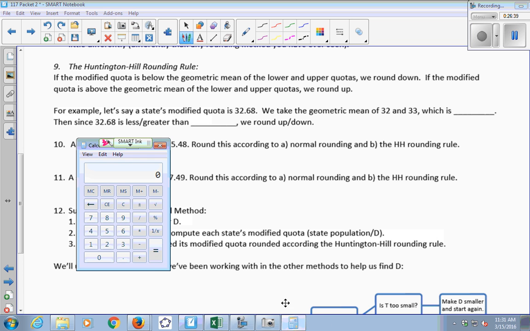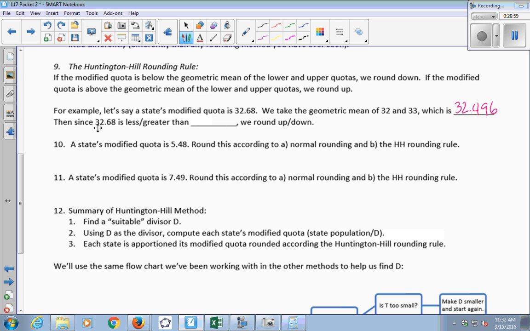Find the geometric mean of the two, right? So the geometric mean of 32 and 33 says you multiply them together and then take the square root, and you get 32.496. And that's the geometric mean of 32 and 33. 32.68, is that less than or greater than the geometric mean? It's bigger, so we say it's greater than. And when we're bigger than the geometric mean, round up. It's greater than 32.496, so we round up.